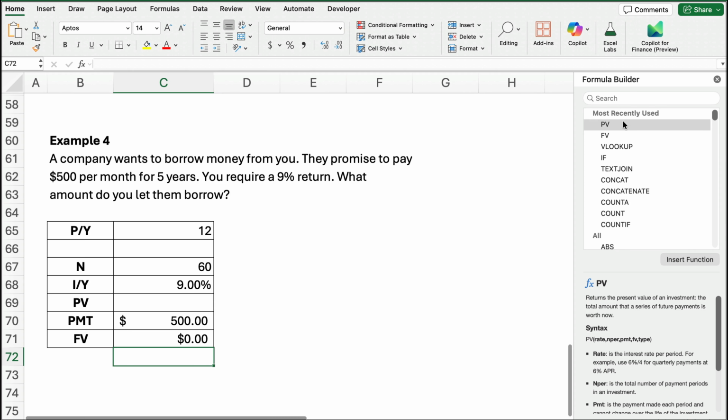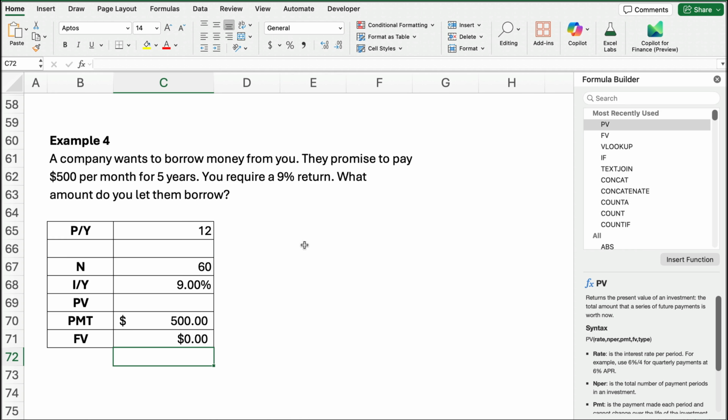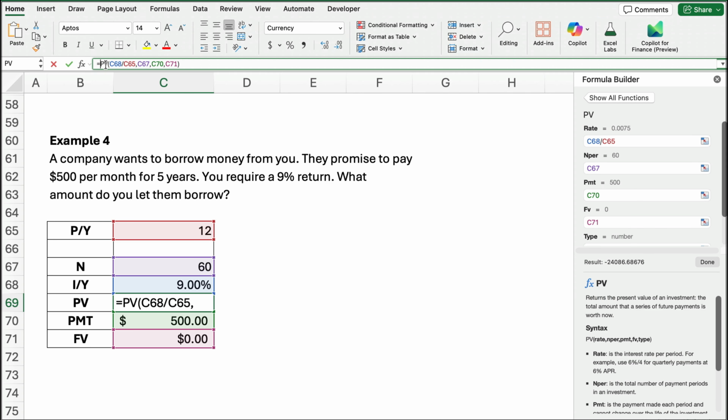Okay, so let me do the Excel first here. Let's do it in a different order. So we'll say for present value, we'll do the rate of 9% divided by the 12. So the number of periods is 60. The payment is going to be 500. There's no future value. So how much do you let them borrow? You let them borrow $24,000. Okay, we're going to make this a positive number. Get rid of that negative.